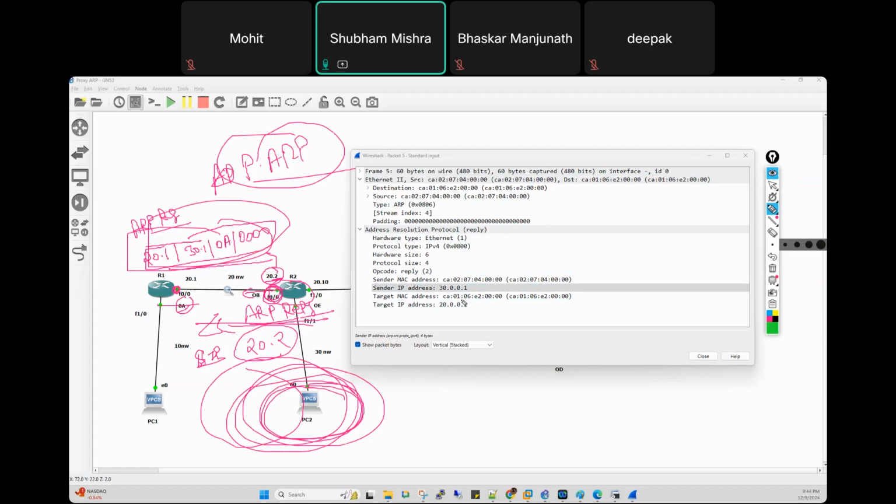The condition is that R2 is able to reach the device on whose behalf R2 is sending the reply.